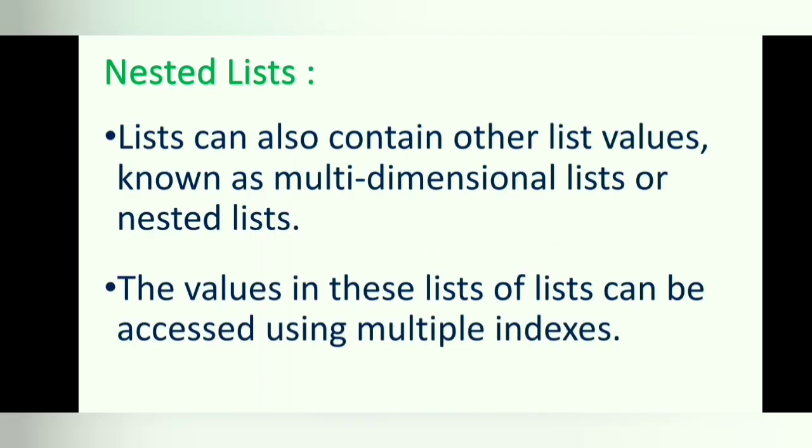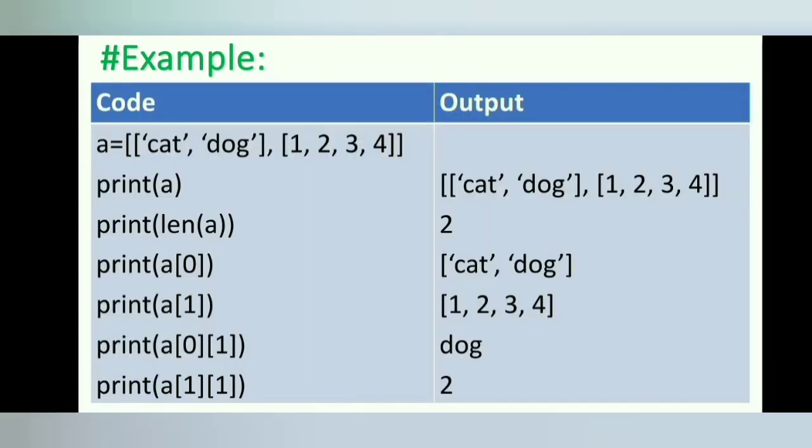Nested lists. Lists can also contain other list values known as multi-dimensional lists or nested lists. The values in these lists of lists can be accessed using multiple indexes. Example. In this example, a nested list is assigned to the variable a. The first print statement, print a, will display the whole list.